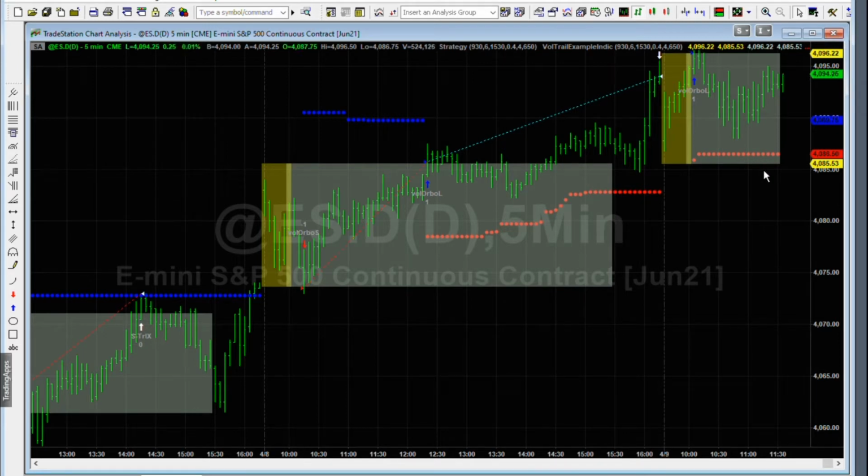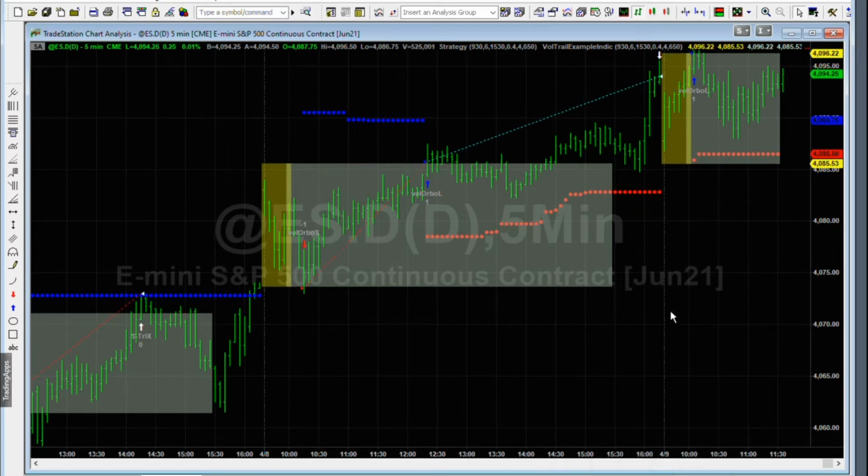This is a strategy tracking indicator, and I like to do those so I can visually see what's happening and I can follow the strategy. I know exactly where I'm going to buy. I know exactly where I'm going to short, and I know exactly where I'm going to get in and out of these trades. So let's go over the strategy first. It's a very simple strategy.